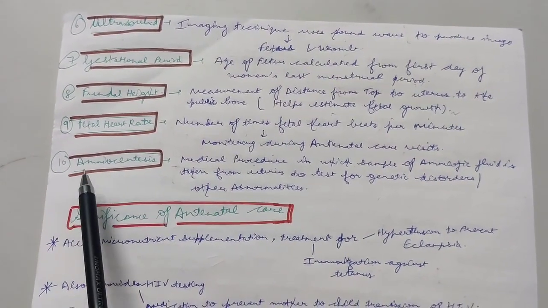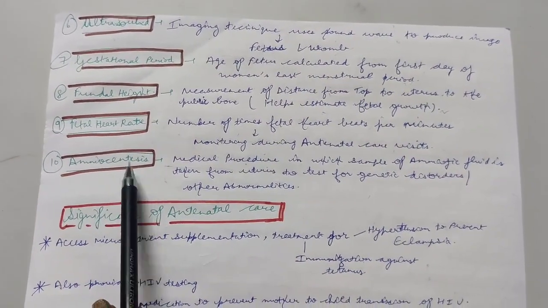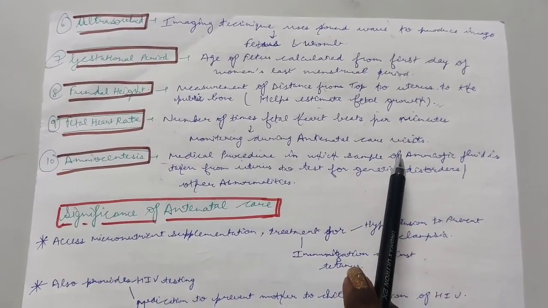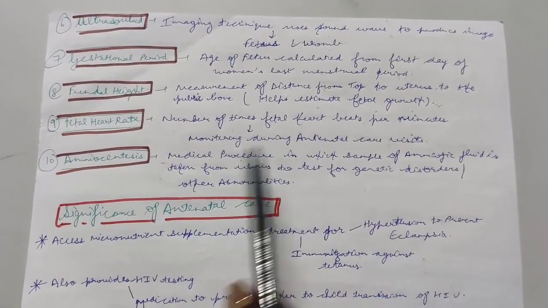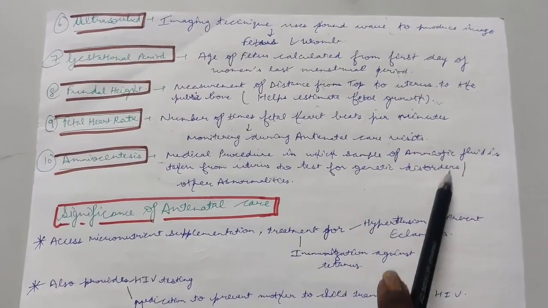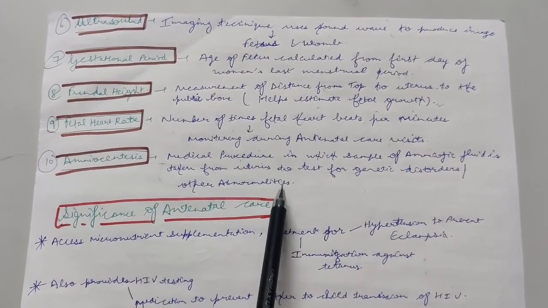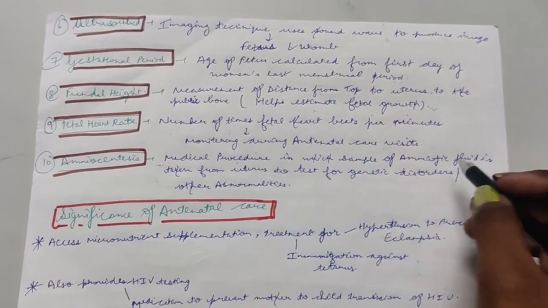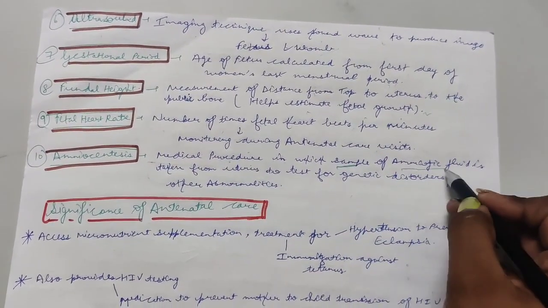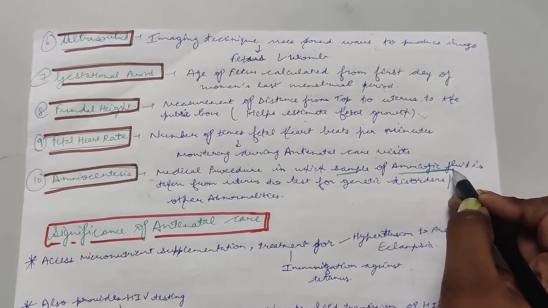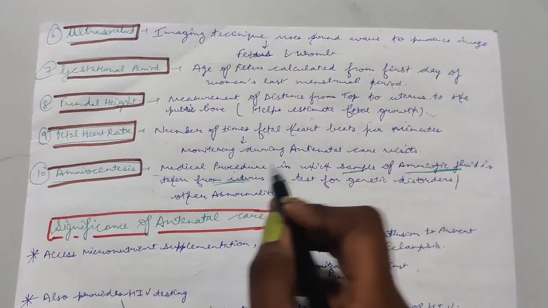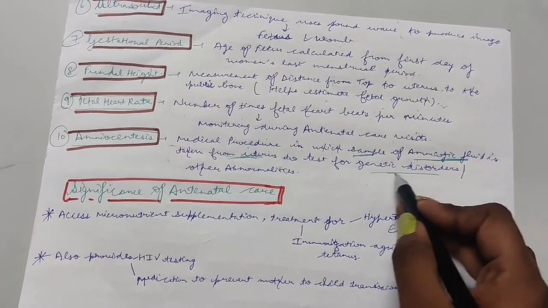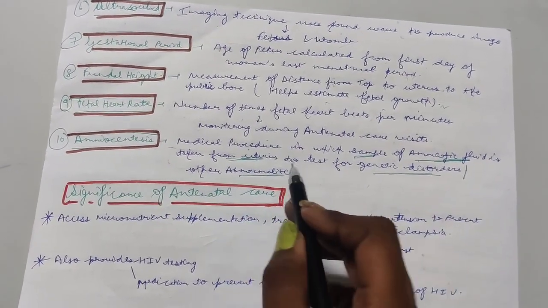10th is amniocentesis. It is a medical procedure in which a sample of amniotic fluid is taken from the uterus to check for genetic disorders or any abnormalities. इसमें हम क्या चेक करते हैं? सैंपल लेते हैं कहाँ का? amniotic fluid फ्रॉम द यूट्रस और चेक करते हैं कि दैट जो बेबी है कोई इसमें कोई जेनेटिक डिसऑर्डर तो नहीं है, कोई एबनॉर्मैलिटी प्रॉब्लम तो नहीं है.